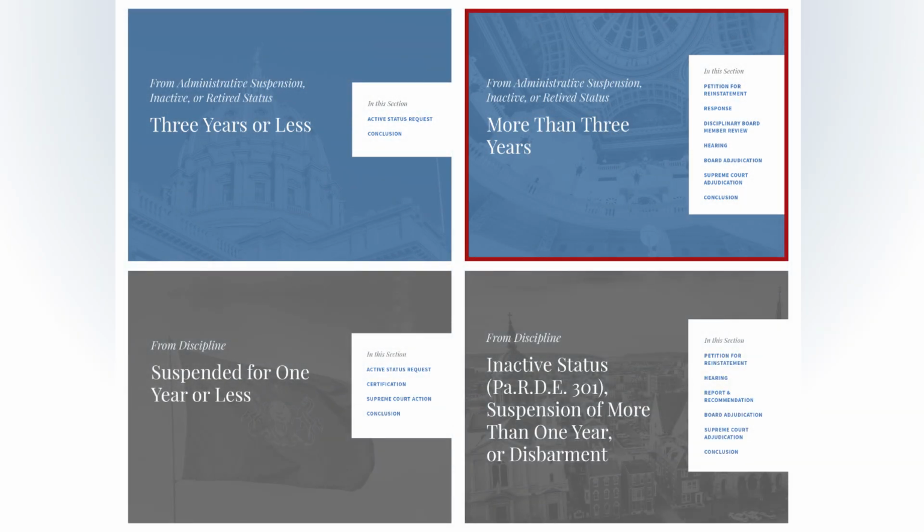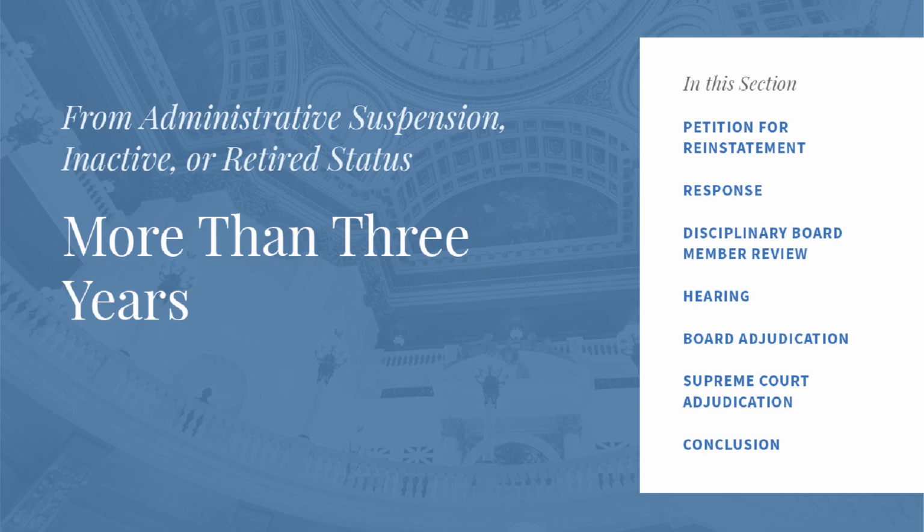From administrative suspension, inactive, or retired status, more than 3 years. Are you an attorney who has been administratively suspended, inactive, or retired for more than 3 years and want to petition for reinstatement to active status? Within 1 year prior to filing your petition for reinstatement, you must complete the required CLE courses.